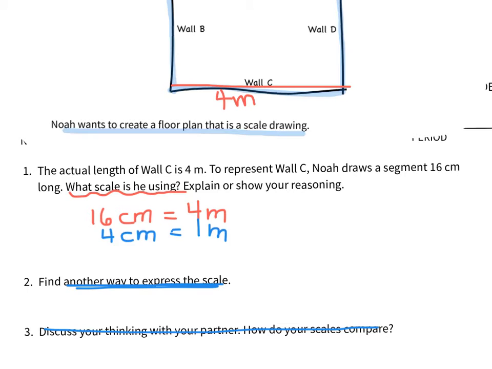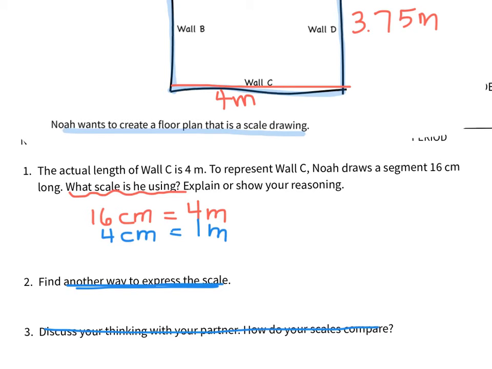Here's where the interesting part comes in. It says the actual lengths of wall A and wall D are 2.5 meters and 3.75 meters. So wall A is 2.5 meters, and wall D is 3.75 meters. The question is, how long will these walls be on Noah's scale floor plan? Explain or show your reasoning.